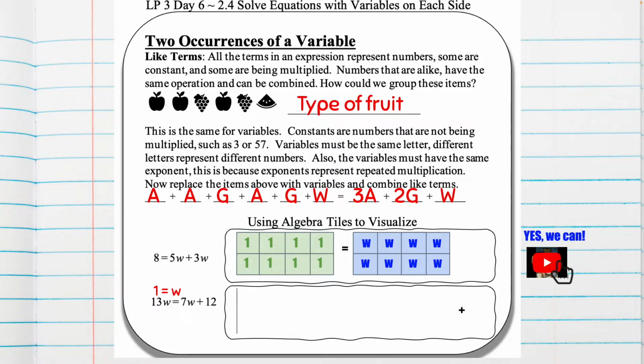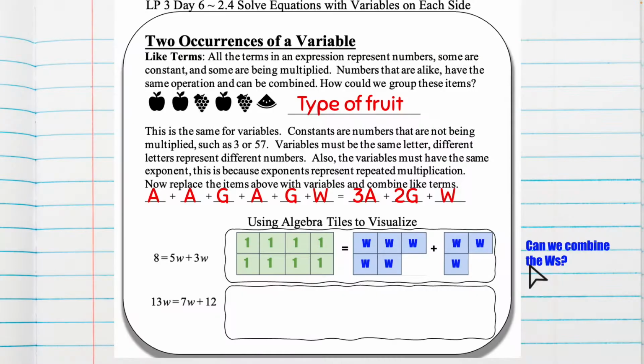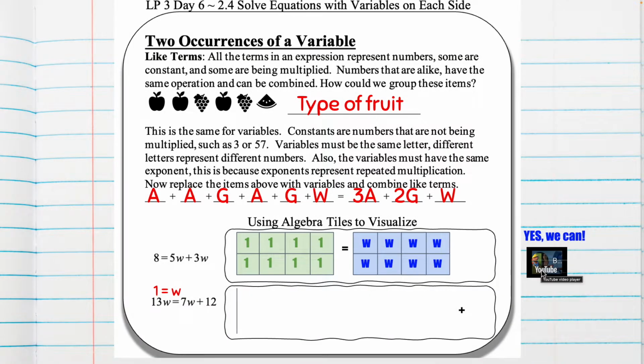That was a Bob the Builder reference there. So it was about my question that I said, can we combine the W's? Yes, we can. So, silly little Bob the Builder joke there.